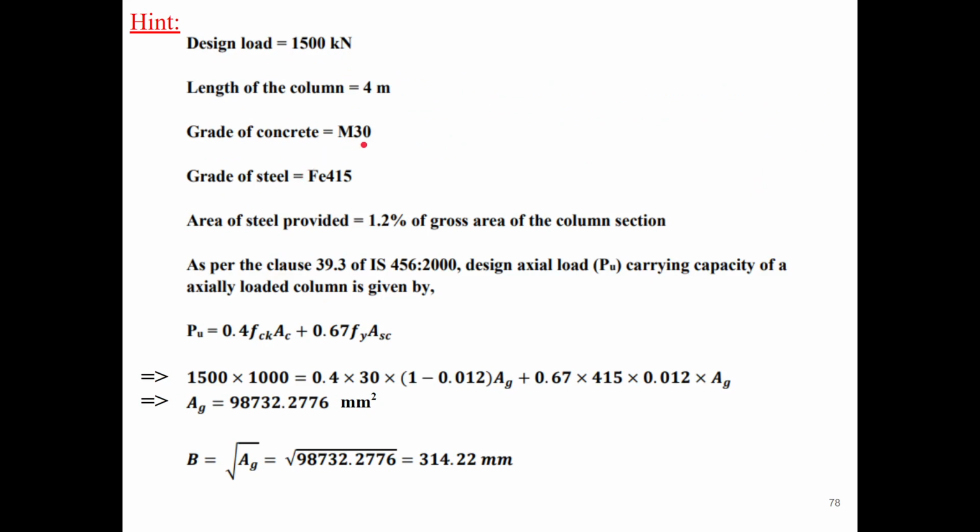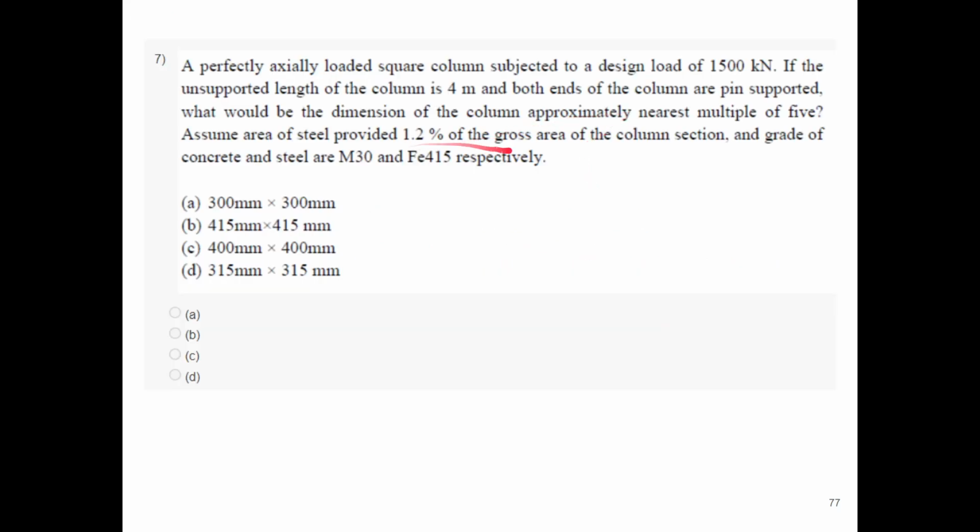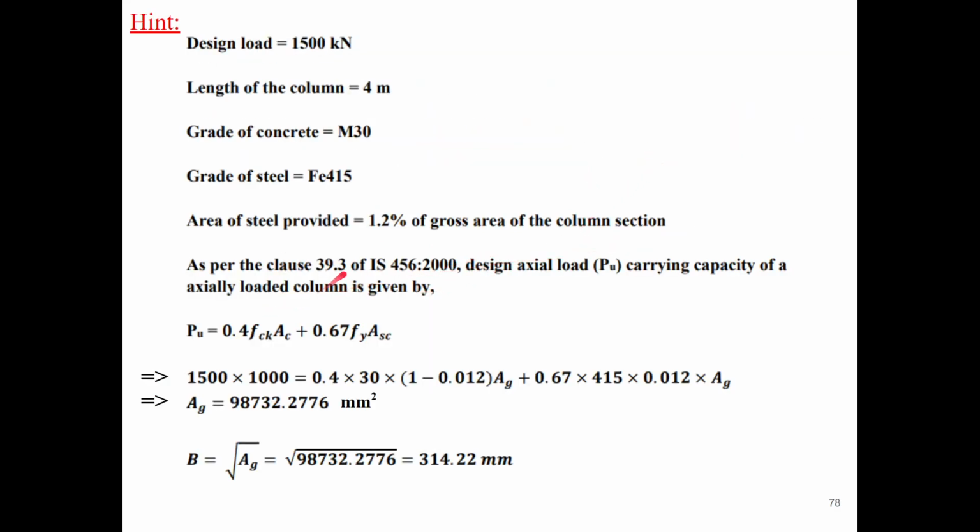Grade of concrete is M30. Grade of steel is Fe415, and area of steel provided is 1.2% of gross area of the column section, right? So as per clause 39.3, this is the equation for finding the axial loaded column carrying capacity. The PU value is 0.4 fck Ac plus 0.67 fy Asc. Substituting all the values, we get the Ag value, the gross area of the section, as 98732.2776 millimeter square. Because it is a square column, we find the square root for the dimension, which comes to be 314.22 millimeter.